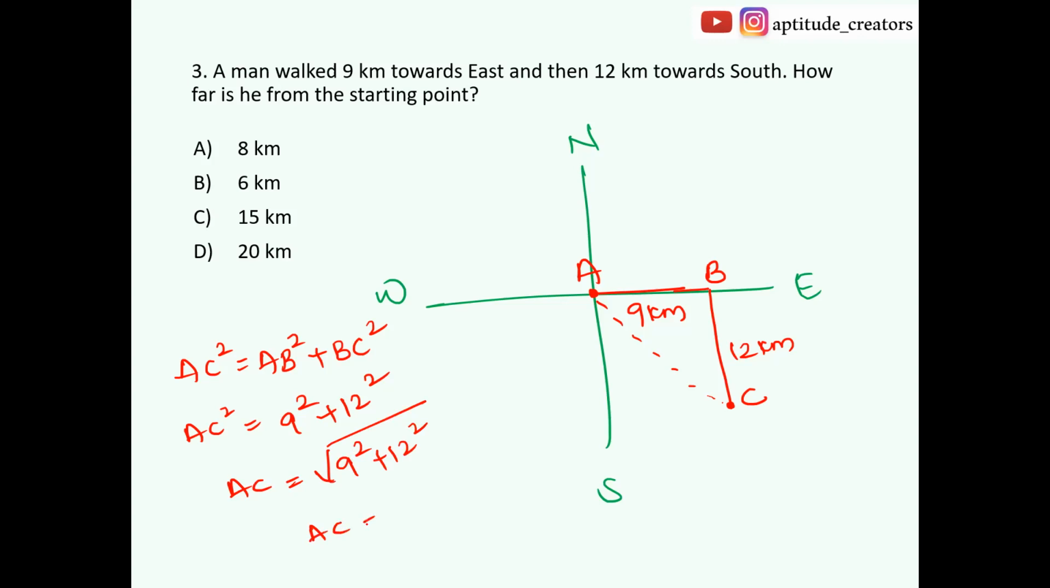Now, what is this? AC is equal to root 81 plus 144, root 225. We can say 15. The answer is option C, 15 kilometers. Moving forward to next.